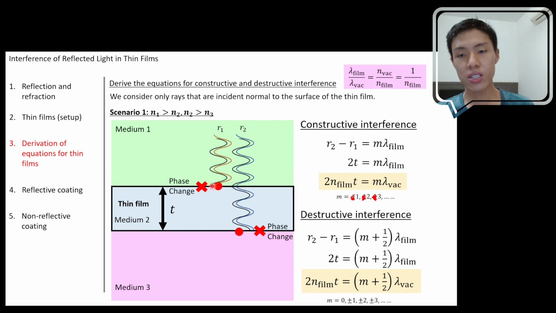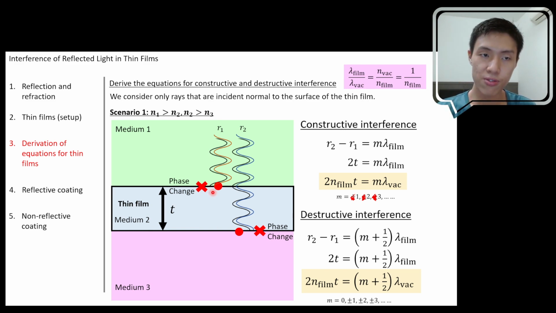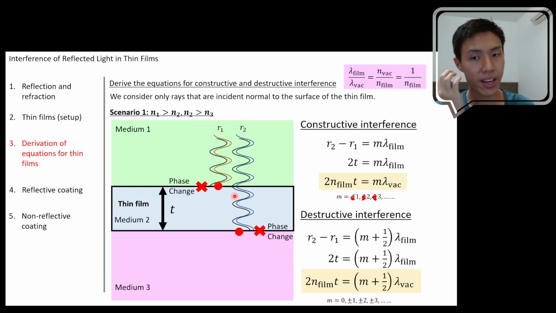Okay, so this thin film can cause constructive interference for certain wavelengths. It can cause destructive interference for certain wavelengths. Let's say you put in red light, you have your red wavelength over here. If 2nt is an integer multiple of that red light wavelength, then you will see red light being reflected strongly.